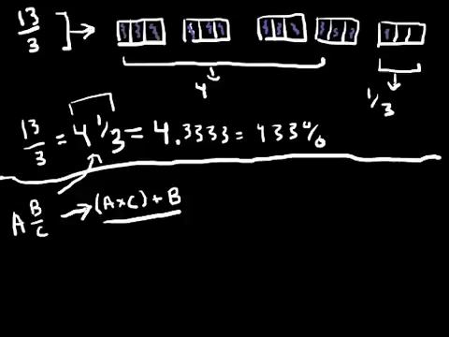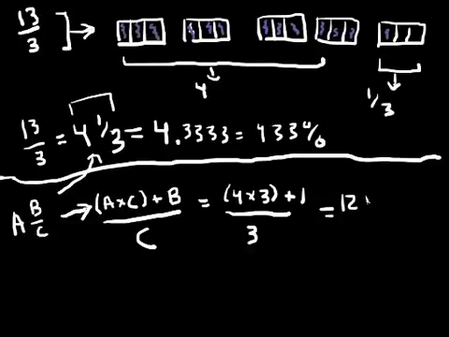Now, how do we get that? A was our 4, for example. So we got 4 boxes and 3 colors per box. So 4 times 3 is the top. And then you add whatever was left over, because you want to know how many total are colored. So plus 1. Then the denominator essentially just stays the same, so in the previous example, 3. Now what's 4 times 3? That's 12, plus 1, over 3. That's 13 over 3.